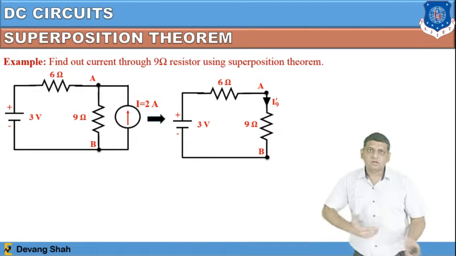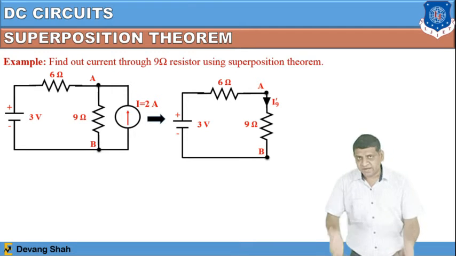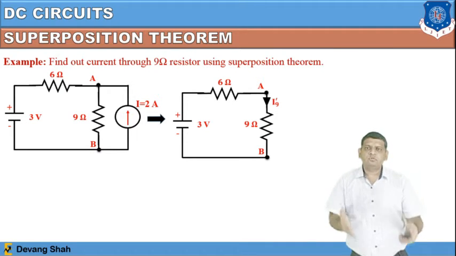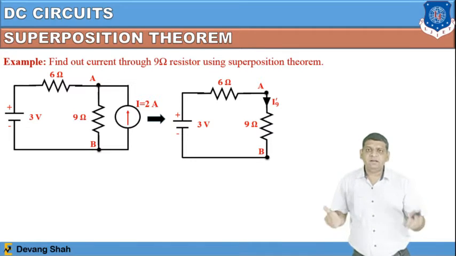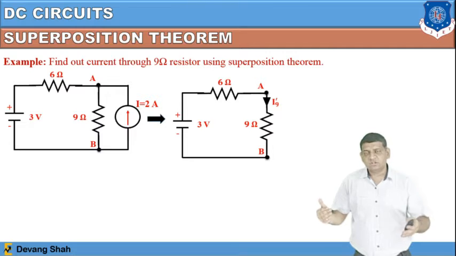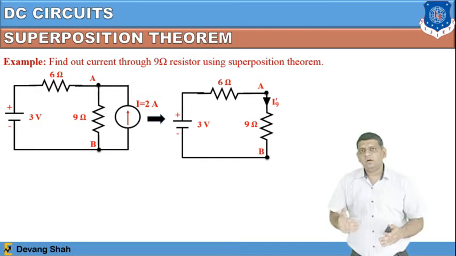One is the voltage source, another one is the current source, and two resistances are connected here. Your job is to find the voltage drop across the 9 ohm resistance or the current passing through the 9 ohm resistance, right? So how can you find the effect of these two separate sources, one voltage source and another the current source?